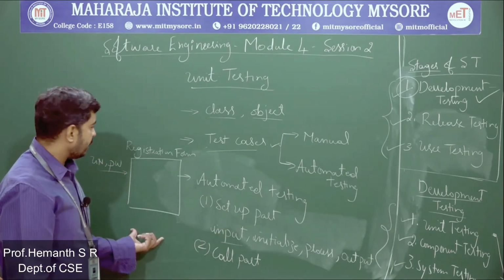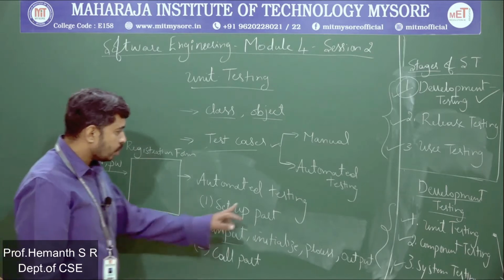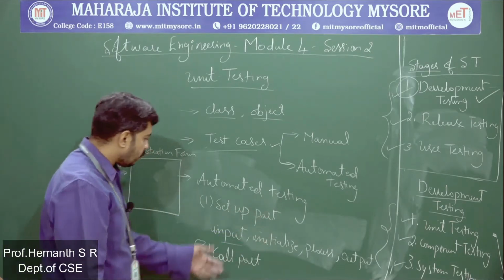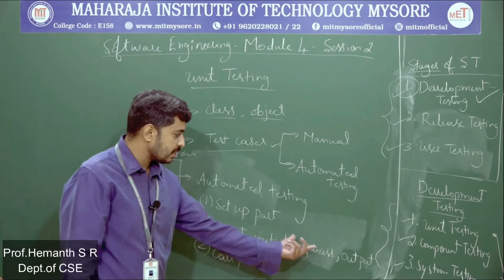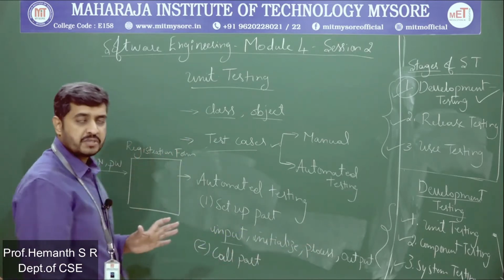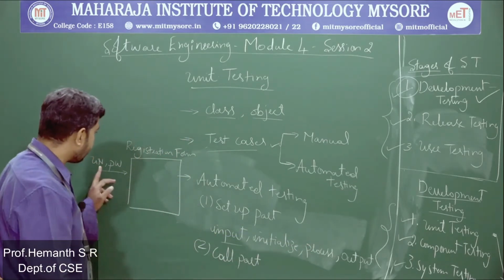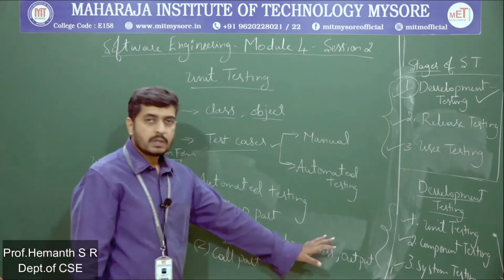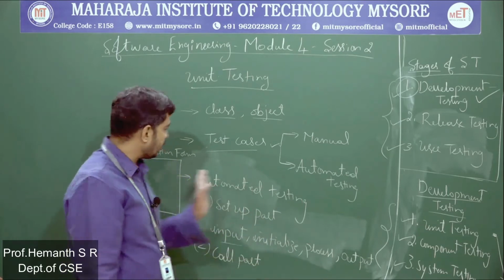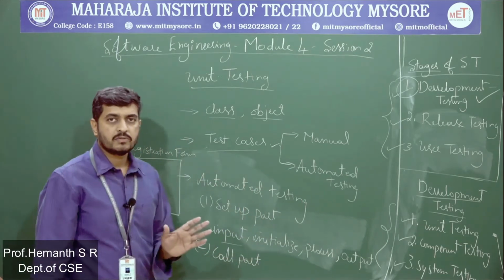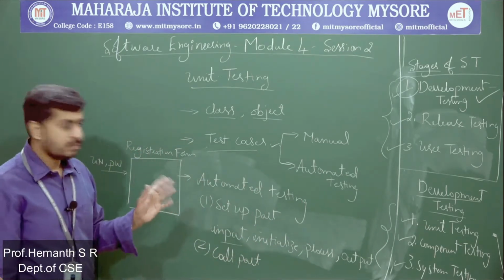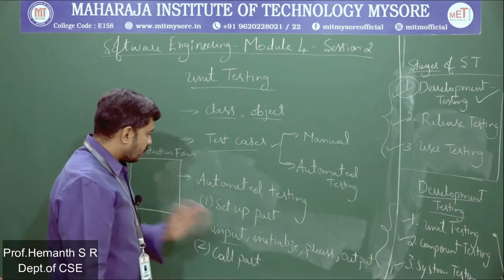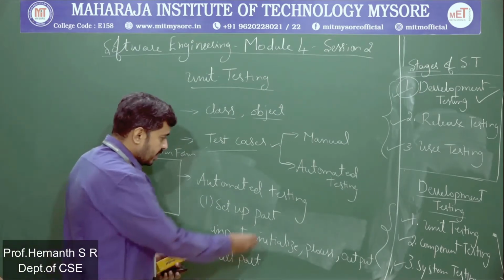Now trying to correlate it with this example. In the setup part, the testing tool will decide what is the input, what are the initializations that should be given to the registration form. So in this example, it is username and password. Now what is the typical output? The typical expected output is that the registration should be successful for the given username and password. So these things are initiated in the setup part.